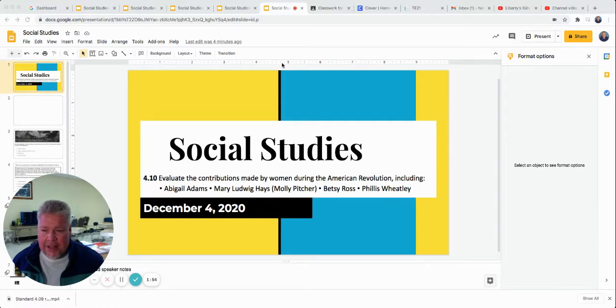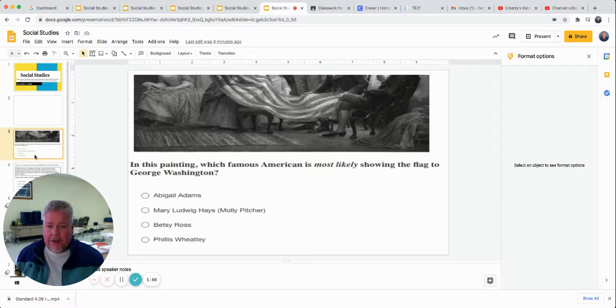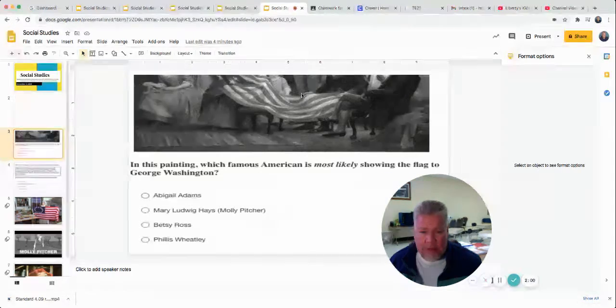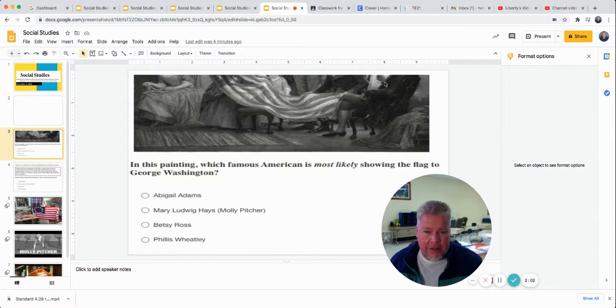All right, so let's take a look at our slides for today. The first question coming from this standard is this, and I couldn't get the whole picture, but there's a lady holding a flag showing it to George Washington. And it said, in this painting, which famous American is most likely showing the flag to George Washington? And there are those 4 names from our standard. So you had to know which one of these women created the flag. And we read a whole article about her. So I don't know why you had a hard time remembering that it was Betsy Ross.